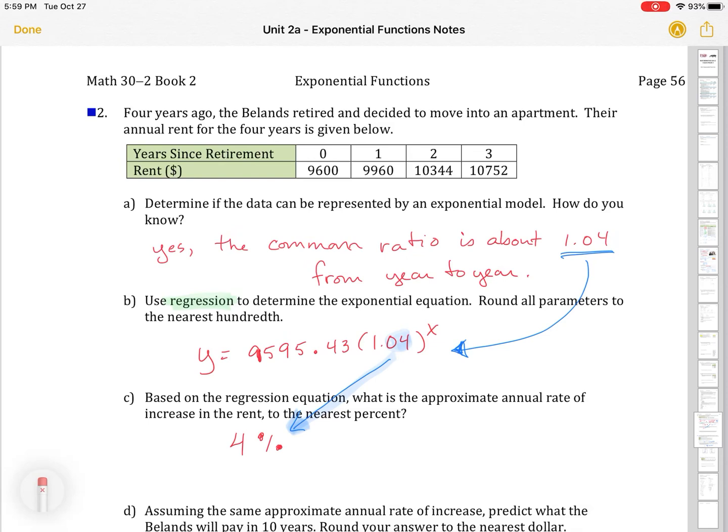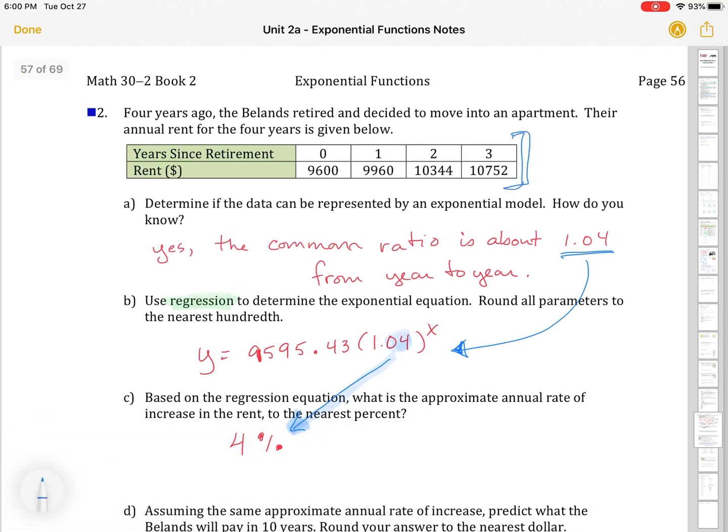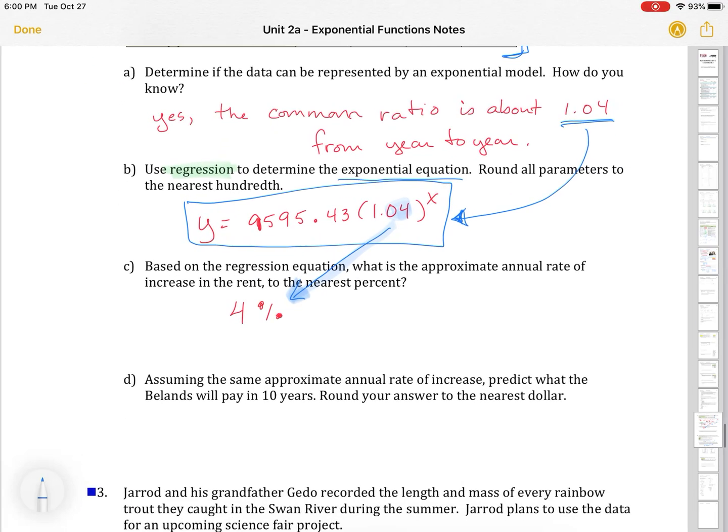And then you would put this data in your calculator here, and you would use the exponential regression. And then you should get this equation here. It says based on that regression equation, what's the approximate annual rate to increase the rent? It's 4%. You get that from right there.